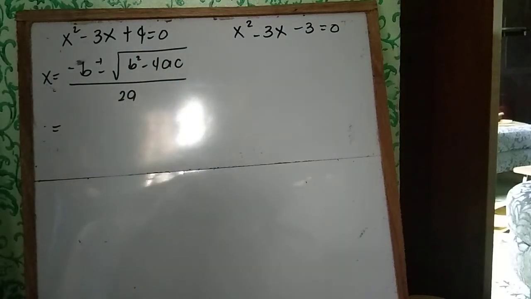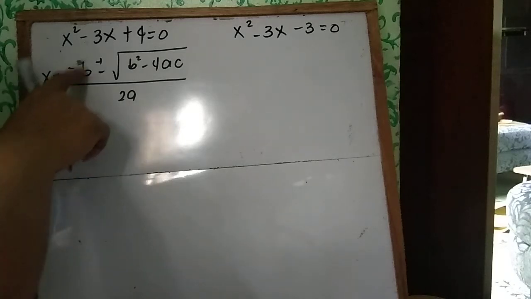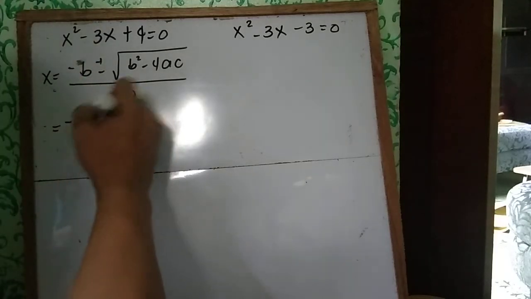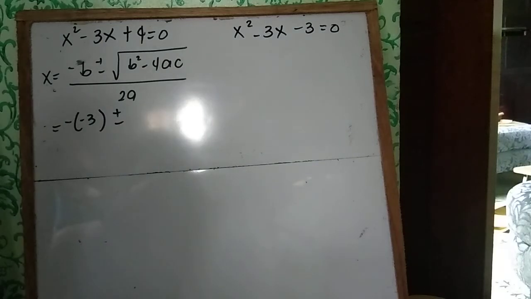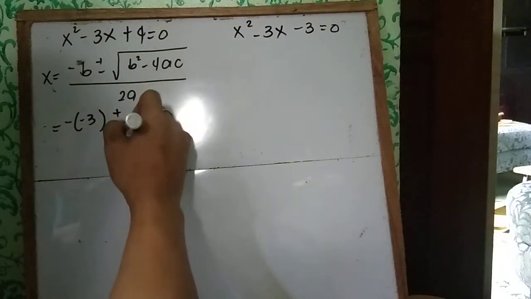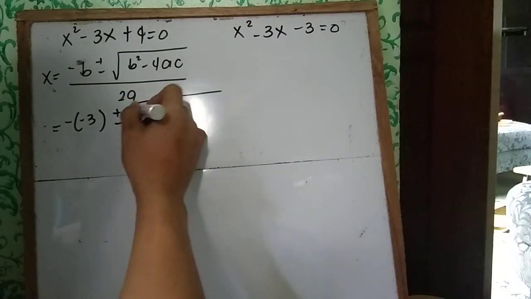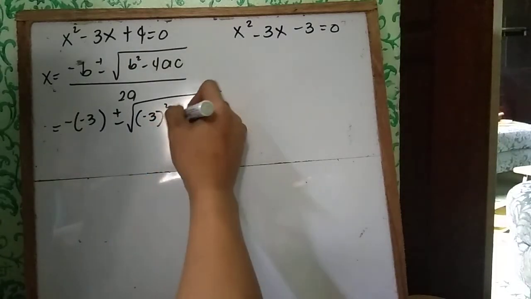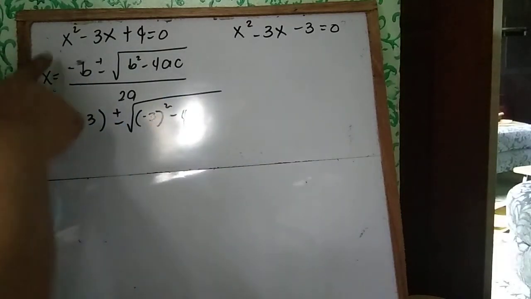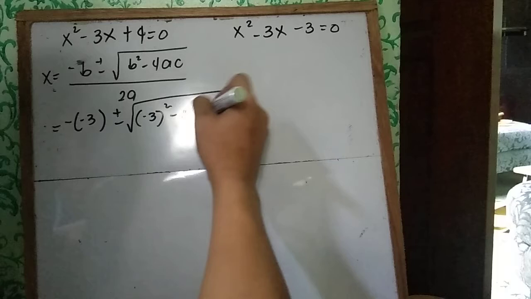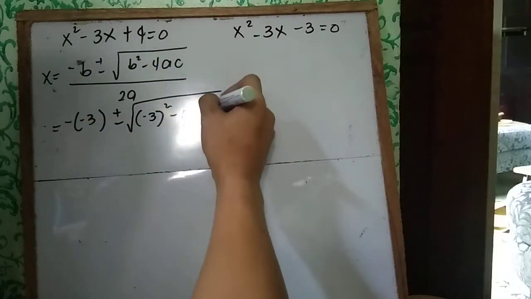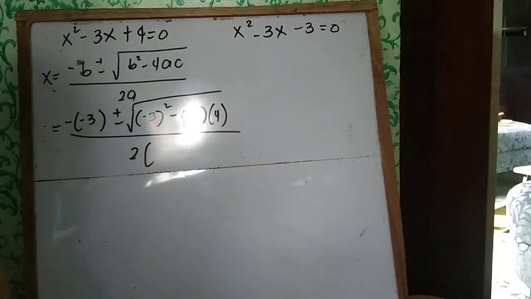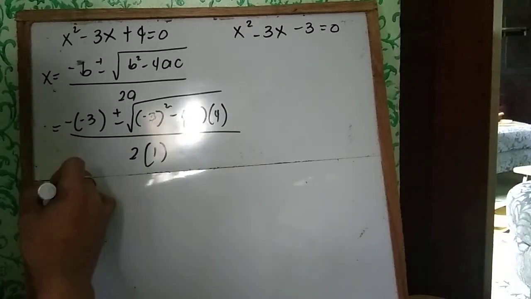Okay, now for negative b, our b is negative 3. So negative times negative 3, plus or minus the square root of b squared, negative 3 squared, minus 4 times a, which is positive 1, times c, which is positive 4, over 2 times a, which is 1.